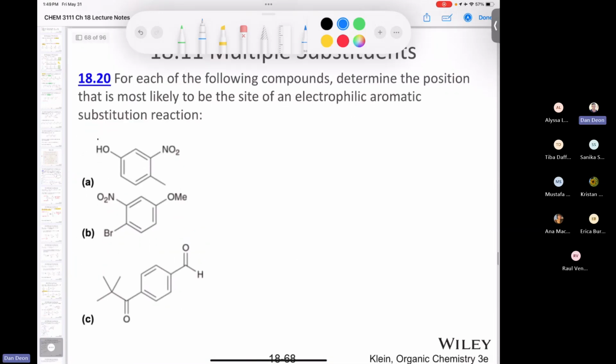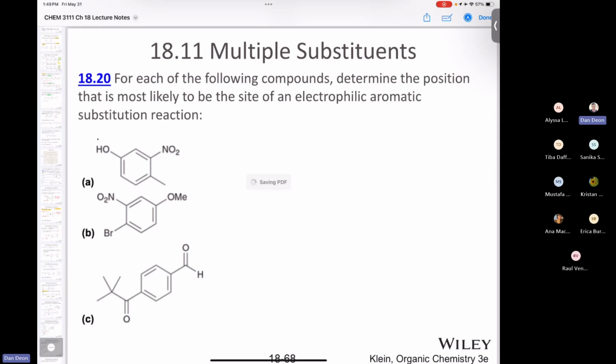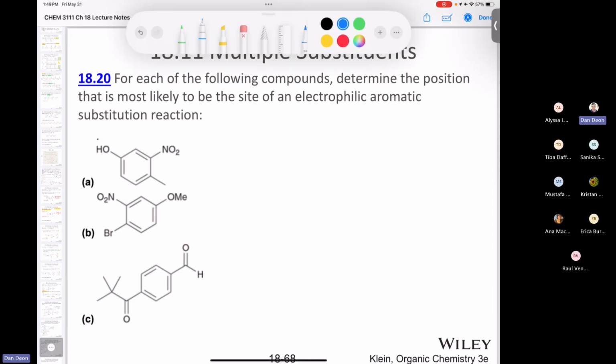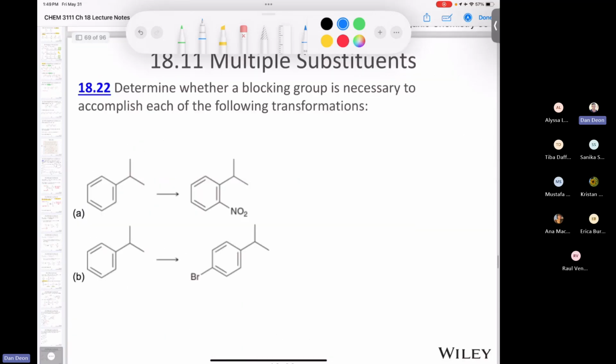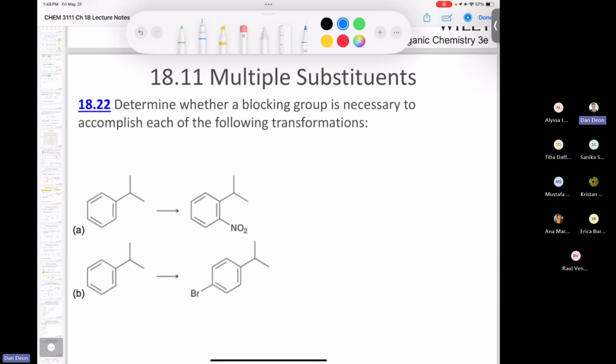Well, with that in mind, let's take a look at 18.20. It says here, for each of the following compounds, determine the position that is most likely to be the site of an electrophilic aromatic substitution reaction. So what I'd like you to do is try this one on your own, and then we'll take a look at it after our first break. And then I want to try one of these problems with you before we take our first break.